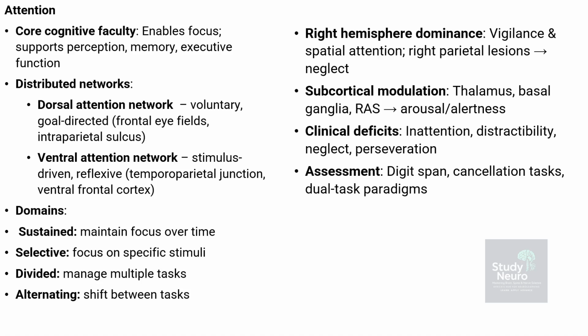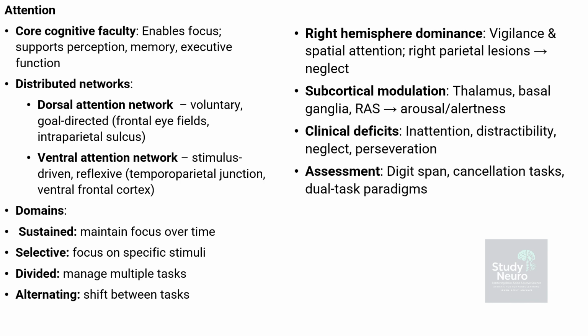Attention itself has different forms. Sustained attention lets us maintain focus over time, while selective attention allows us to concentrate on one thing amidst distractions. We also need alternating attention to switch between tasks, and divided attention to manage multiple things at once. The right hemisphere plays a particularly important role, especially in vigilance and spatial awareness. Damage to the right parietal lobe can lead to neglect of the opposite side of space.